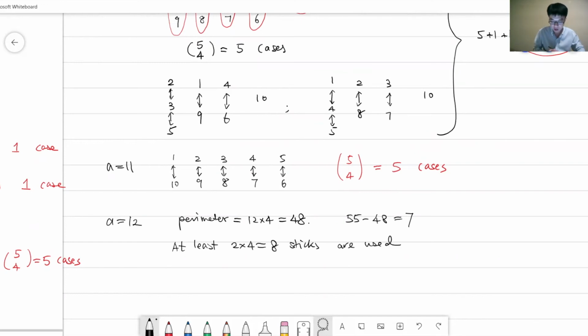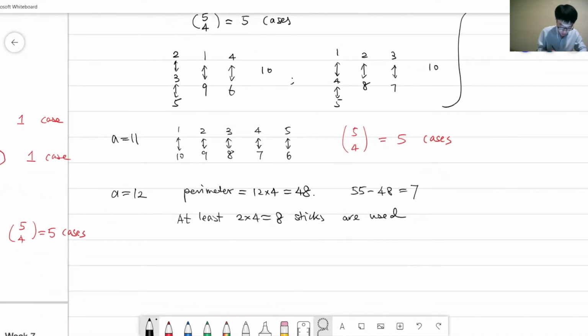At least 8 sticks are used. So totally we have 10 sticks. So we remove 1 stick or 2 sticks. Okay, we remove 1 or 2 sticks. Now let's list these cases. So 1, 2, 3, 4, 5, 6, 7, 8, 9, 10.